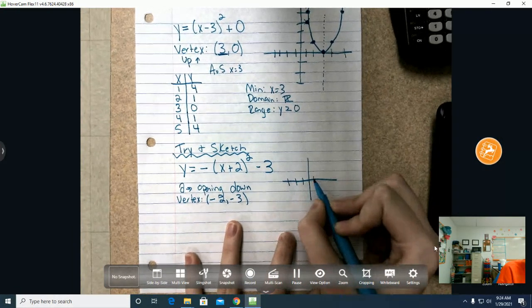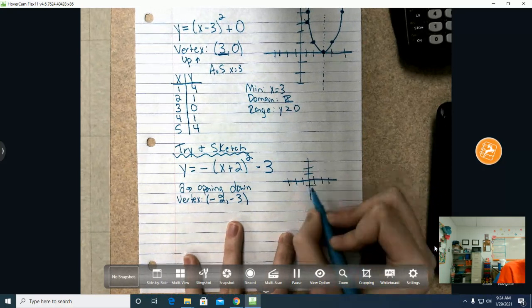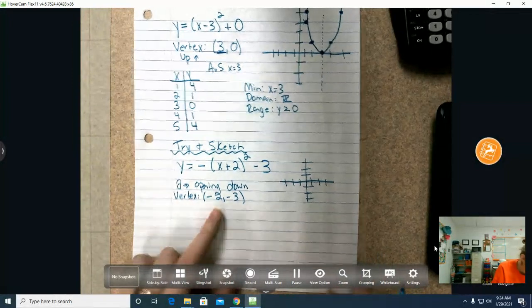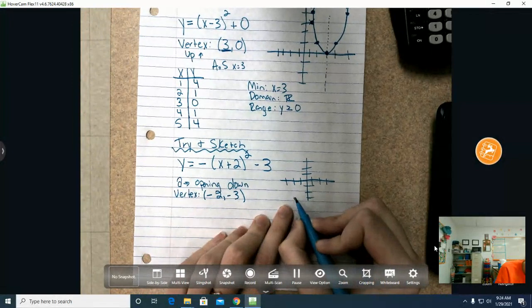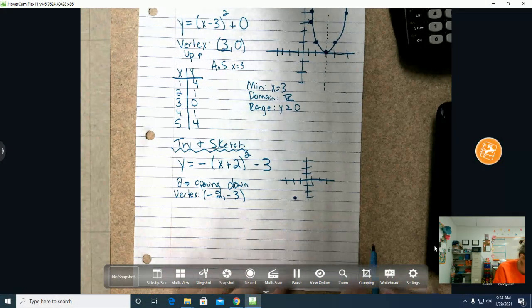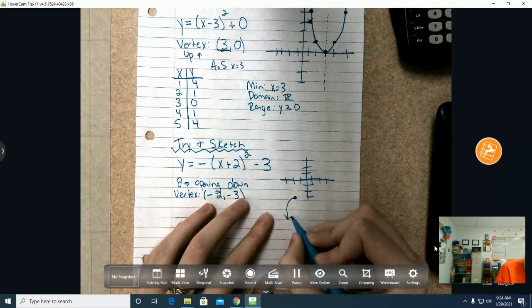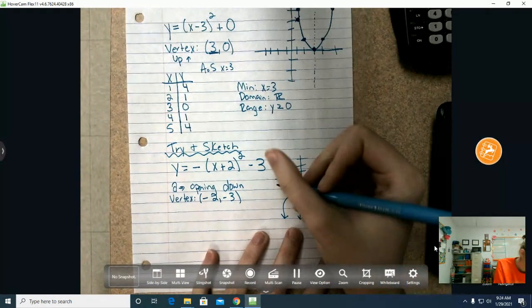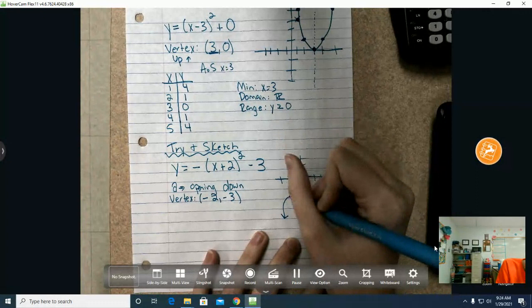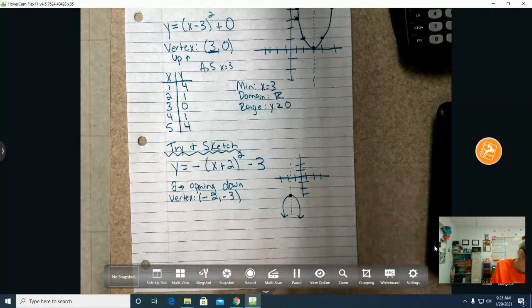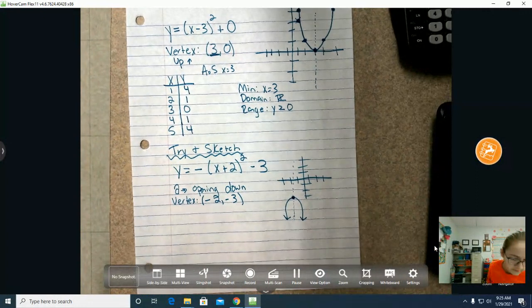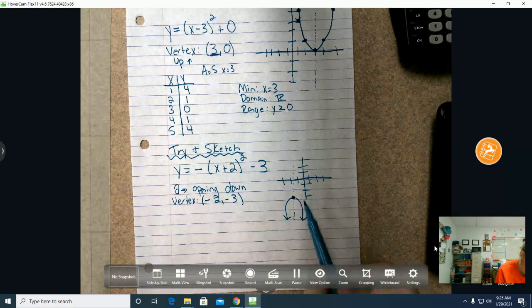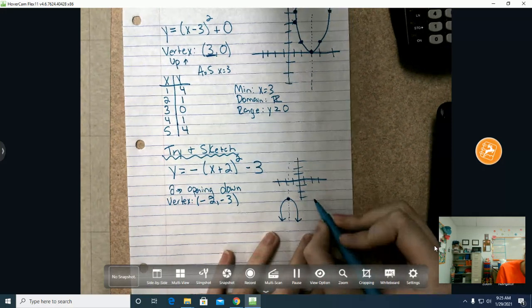1, 2, 3, 1, 2, 3. I'm going to go to negative 2, negative 3. And then my graph is going to be opening downwards, and it's always going to be that U shape. So your axis of symmetry would be right here. Your maximum would be x equals 3.